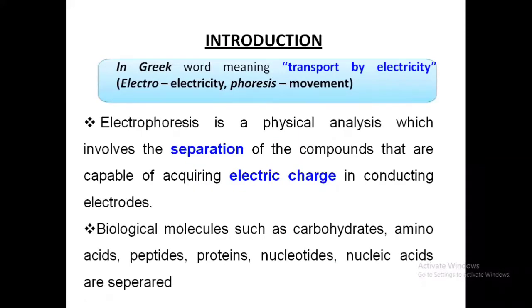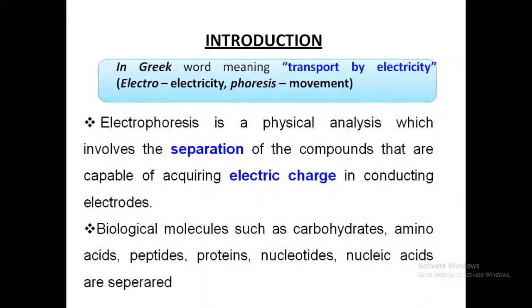If you observe, electrophoresis is a term obtained from the Greek. In Greek, electrophoresis means a transport by electricity. Electro means electricity, phoresis means movement. Combining together, we call it electrophoresis, which means transport by electricity.